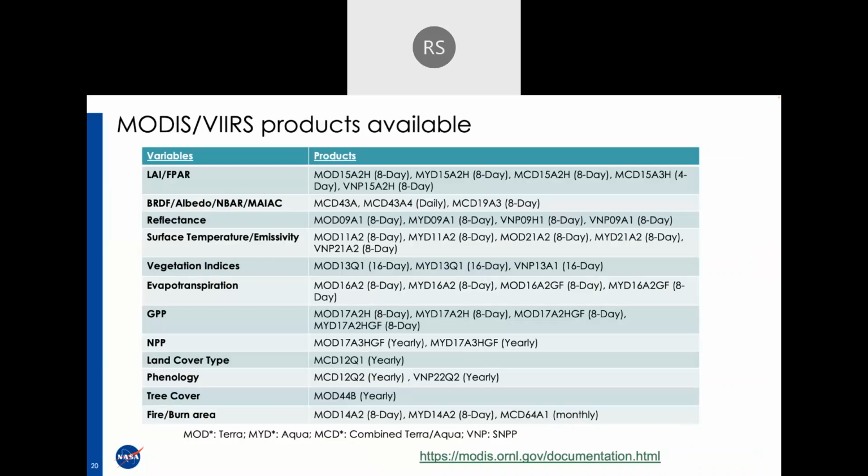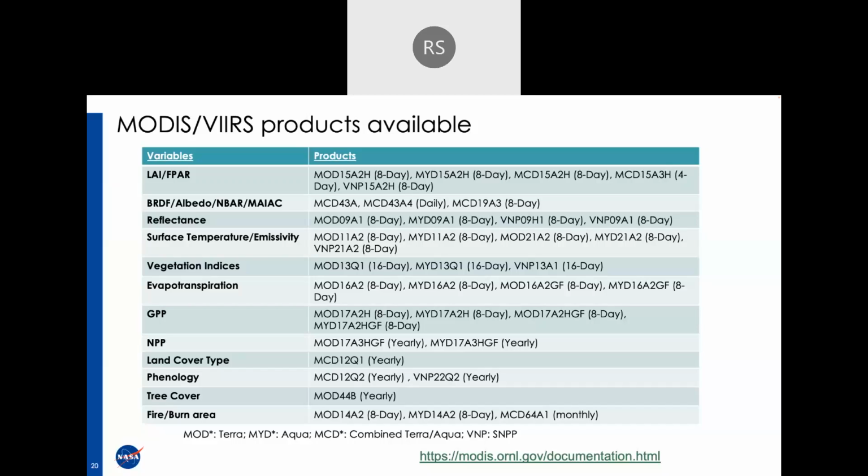So this table shows a summary of MODIS and VIIRS land products available in the ORNL DAAC tools. As you can see, these cover a range of variables important for ecological research. The data products starting with MOD are Terra, those starting with MYD are Aqua, and those starting with MCD are combined Terra and Aqua products. And VIIRS starts with VNP.